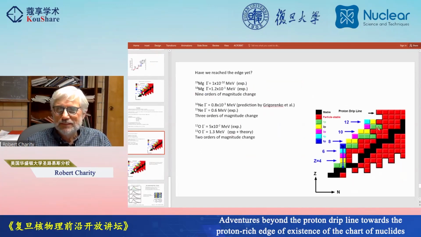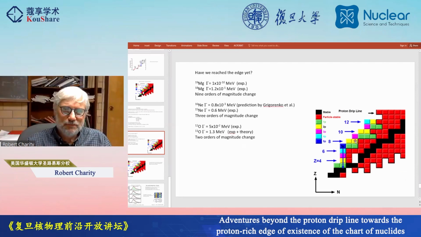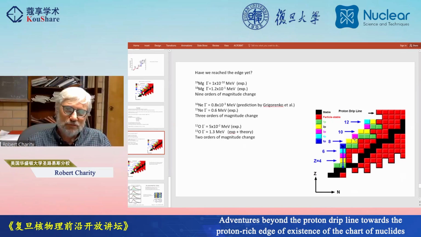Oh yeah, you can see how fast things are changing. If you look at some of these even isotopes, oxygen-12, that's this one here, it's with like 50 keV. But you go to oxygen-11 and we didn't isolate the oxygen-11 ground state that well, but through theory and experiment, we think it's like 1 MeV. So we've changed the width by 2 orders of magnitude going from here to there.